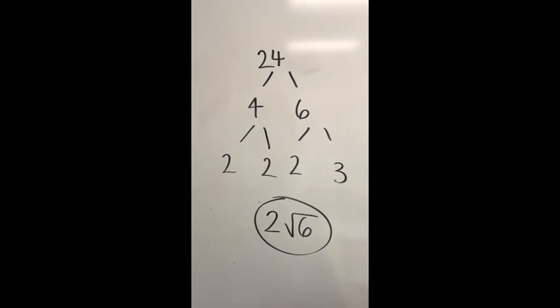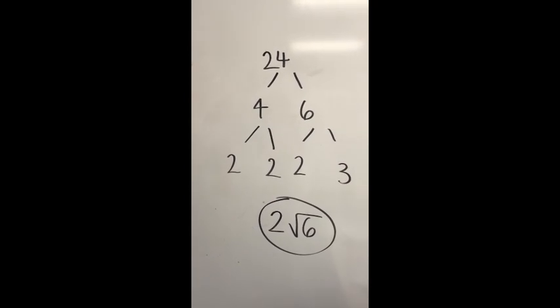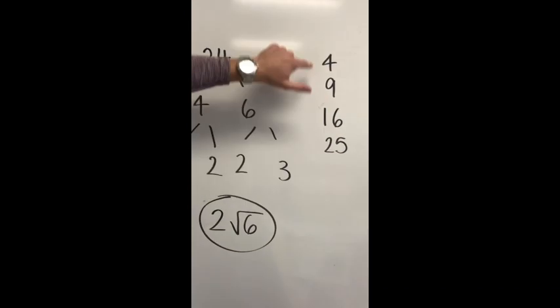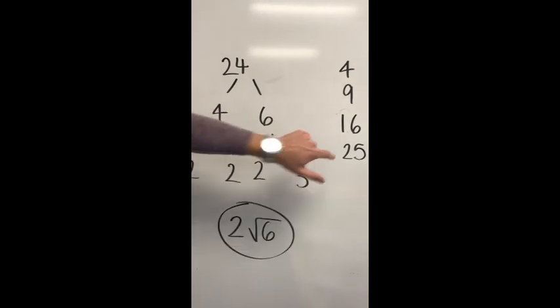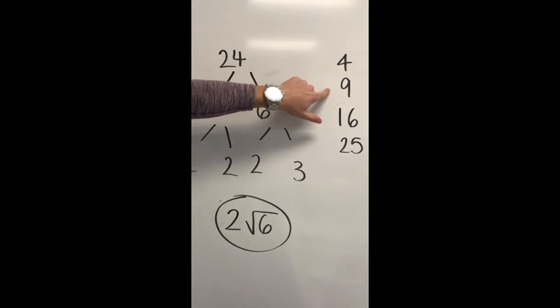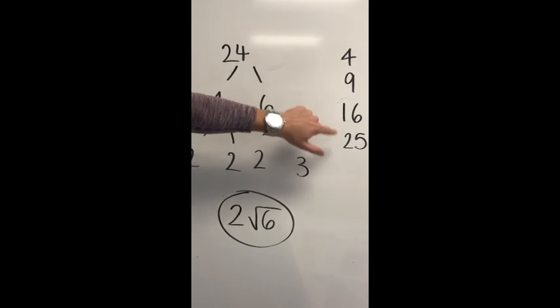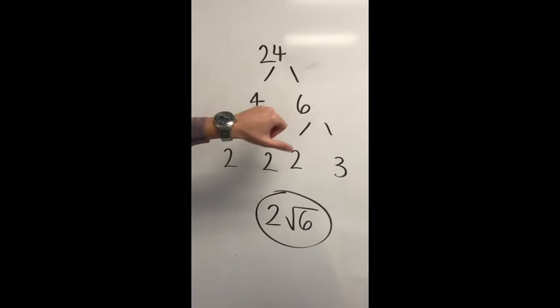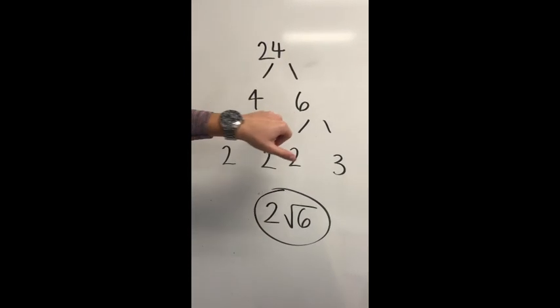Sometimes it's difficult to recognize perfect squares within a number. So for example, take 24. And those are our perfect squares: 4, 9, 16, 25. Let's see, for 24, is it 9? 9 doesn't fit. 16 doesn't fit. 25 doesn't fit. 4? Yes, it fits. So 4 times 6 is 24, and we can put it here.